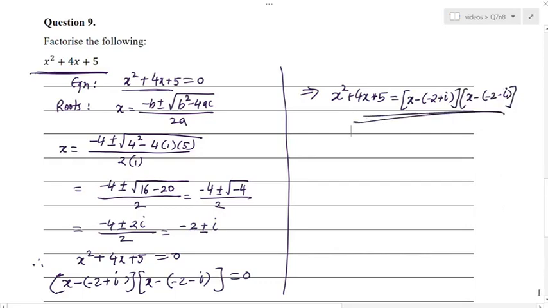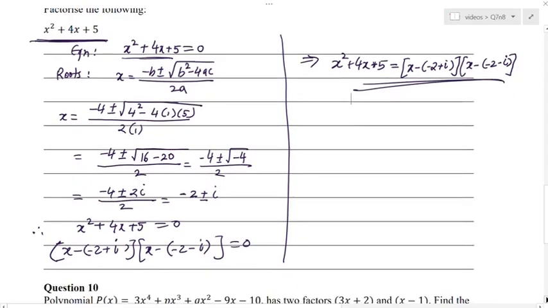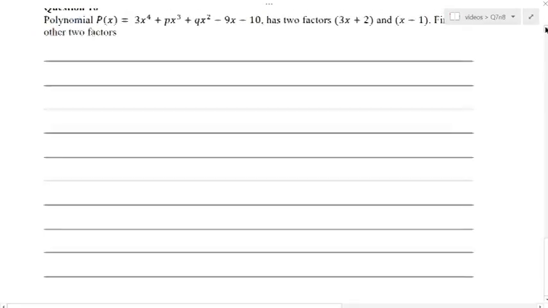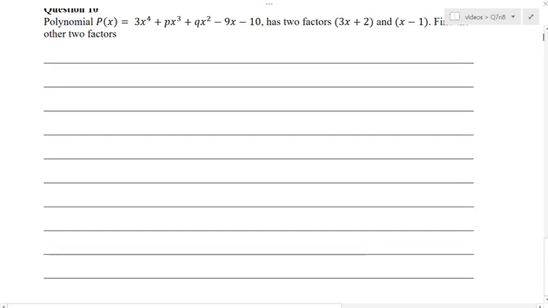All right, let's look at question number 10, which if you look at it could be a little bit tricky. So let's take a look. You're given a quartic polynomial, and it says two factors are given, and you need to find two other factors. The quartic polynomial has two unknowns, as indicated by p and q here. So the steps are almost the same, but we'll need to do a little bit of thinking here.